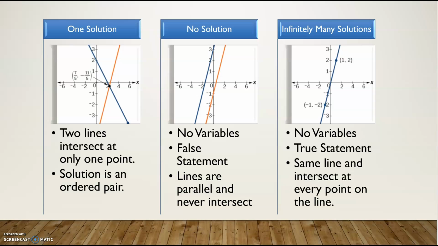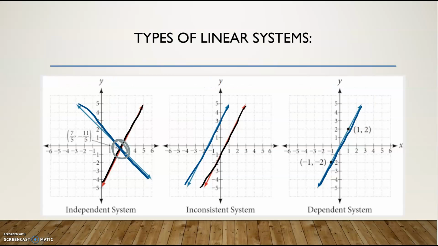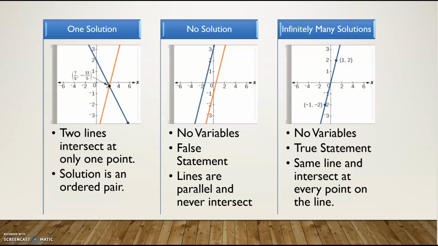Now when you have infinitely many solutions, you're going to have a dependent system. This means that when we go to solve this, we won't have any variables left over, but we'll have a true statement. And then we can say, hey, this is the same line, and they intersect at every point on the line. So we have infinitely many solutions.